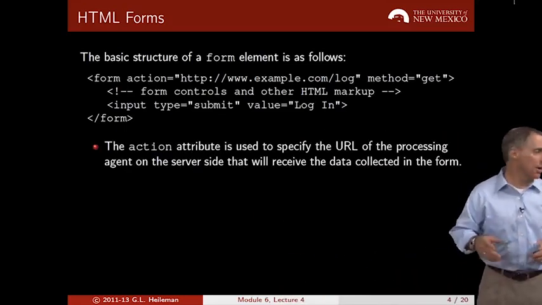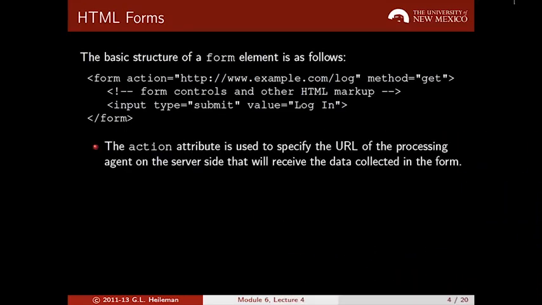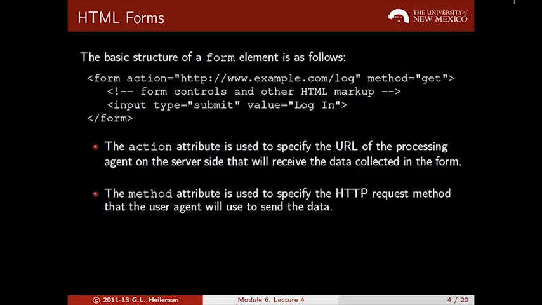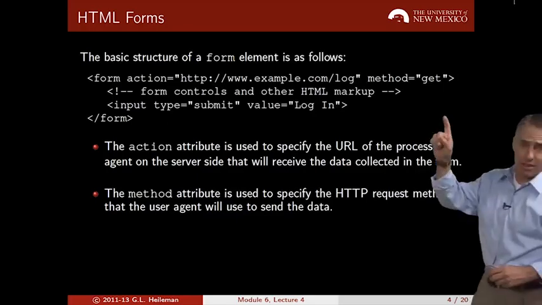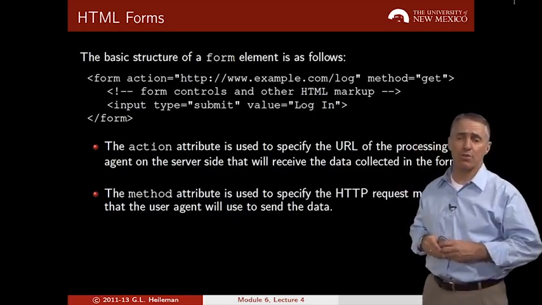for the form. Now, the action attribute, this is what's used to specify the URL that the form data will be sent to once that login button is selected by the user. And the method attribute is simply the HTTP request method that it'll use. In this case, I'm specifying the GET method for this particular form.